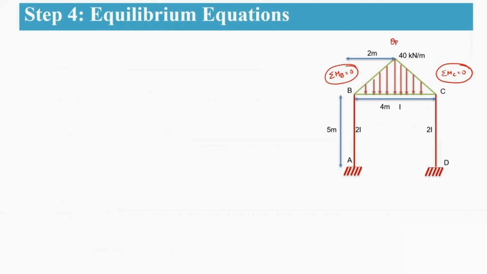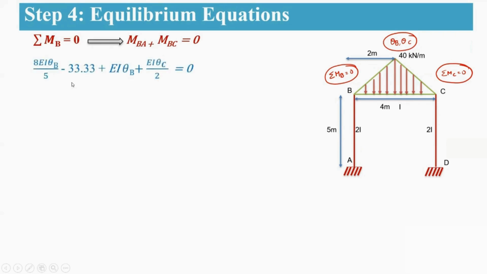So what are the unknowns here? Theta B and theta C are your unknowns. So two unknowns and two equations. So we are going to solve the problem. So this is sigma MB equal to 0. That means MBA plus MBC moment will be equal to 0. So this is a simplified equation. So you are going to get this equation 1.